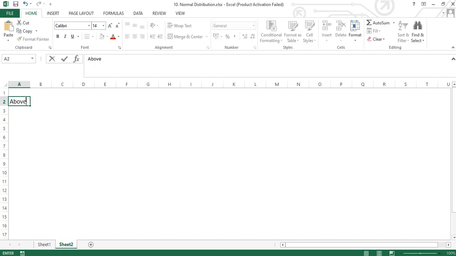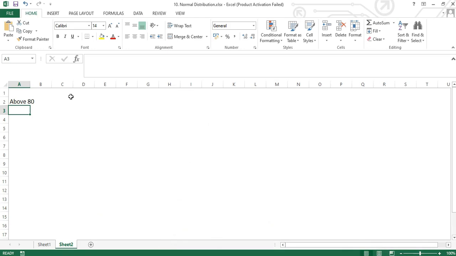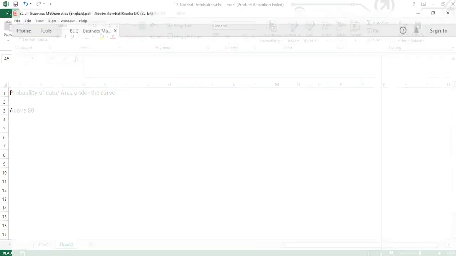Above 80, what are they asking to calculate? Asking to calculate the proportion of total frequencies. That means what? Probability. Okay, probability of data. That is area under the graph, under the curve. So above 80, how to calculate?